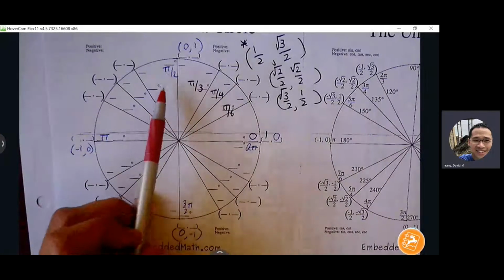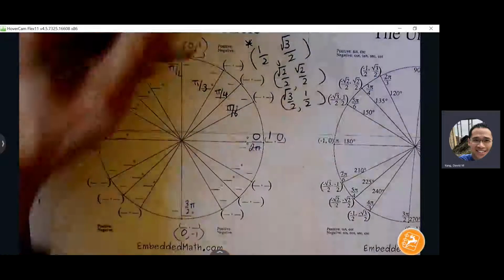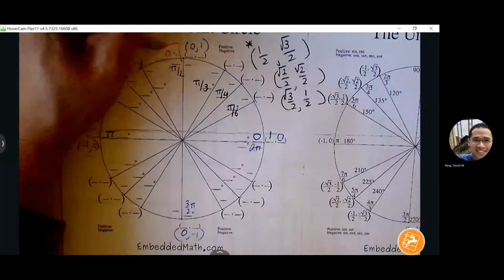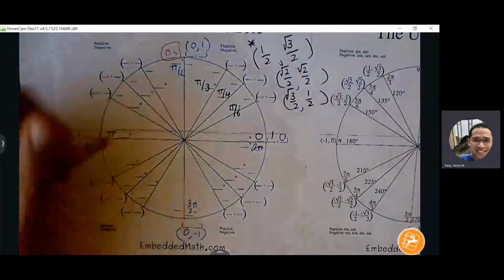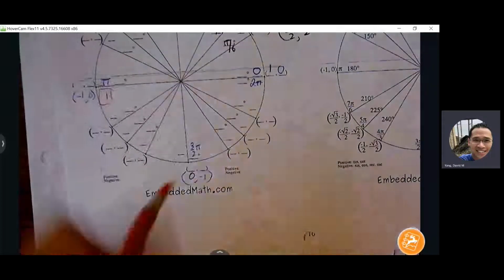Think of all these as just fractional values. So this is 0 and 2. This is 1/2 or 0.5. This is obviously just 1. Pi is just 1 pi. And here, think of that 3/2 as 1.5.